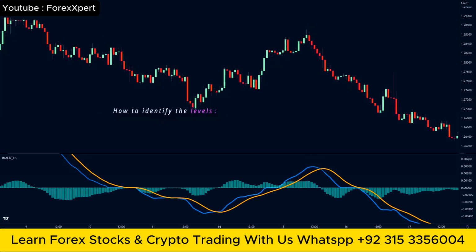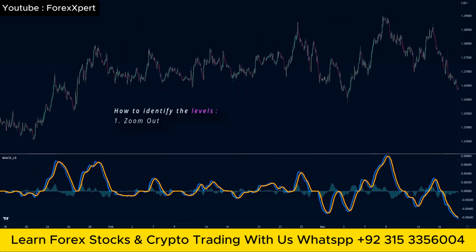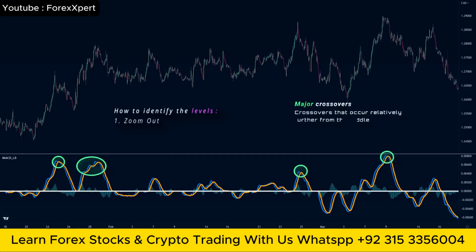First, let's start with identifying the placement of our overbought line. So first, you want to zoom out. Now immediately, we can see that there are two types of crossovers that's happening. First are crossovers that happen further from the middle line, which are called the major crossovers. Next, we also have the smaller crossovers that are happening closer to the middle line, which are called the minor crossovers.